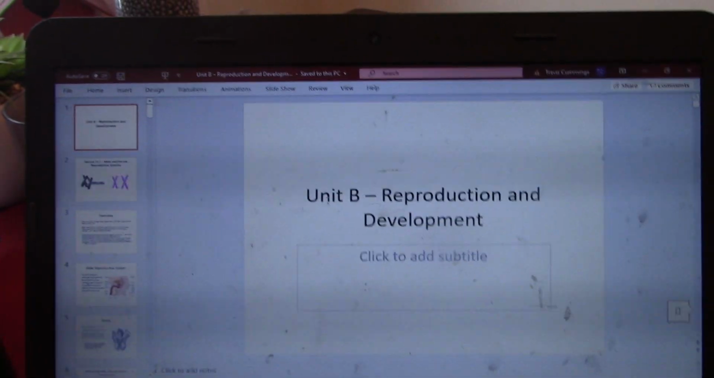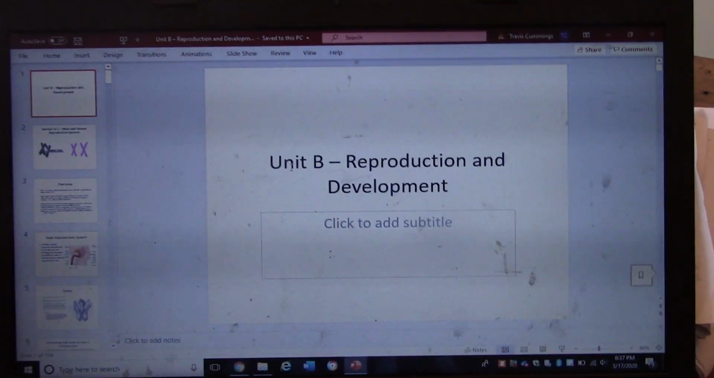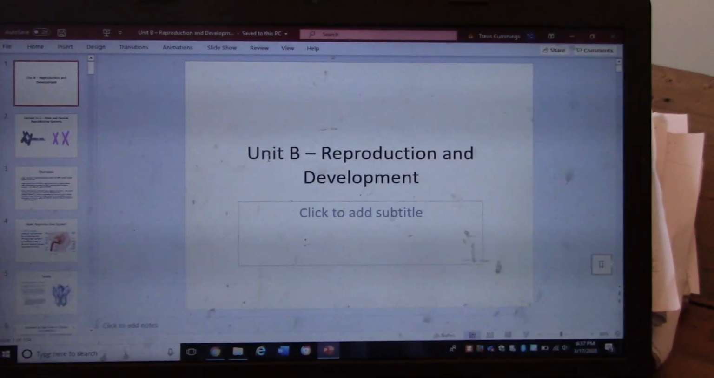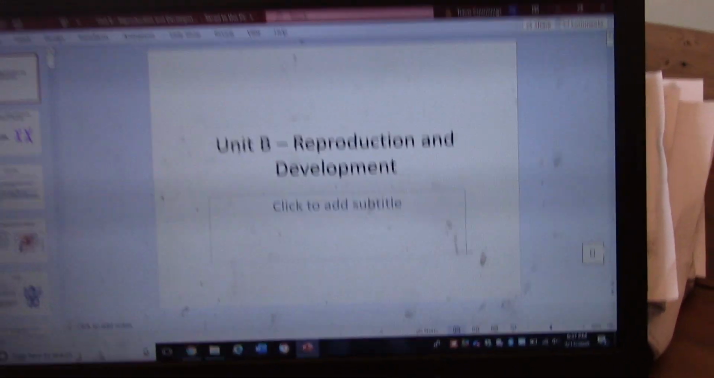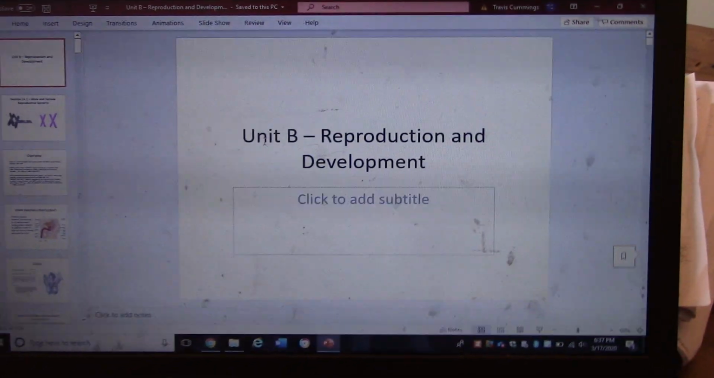I tried to get this together earlier, but my computer and my camera ran out of memory as I was uploading some stuff for Science 30.